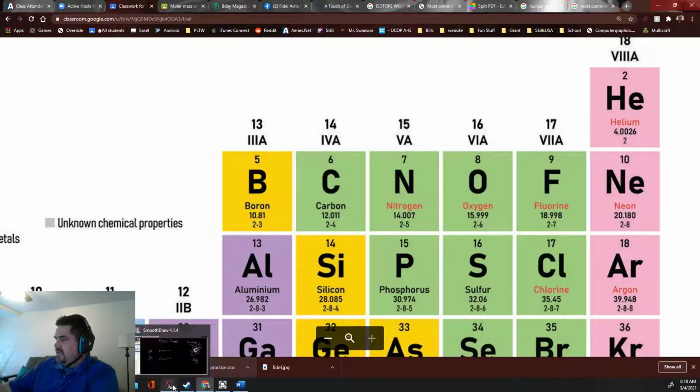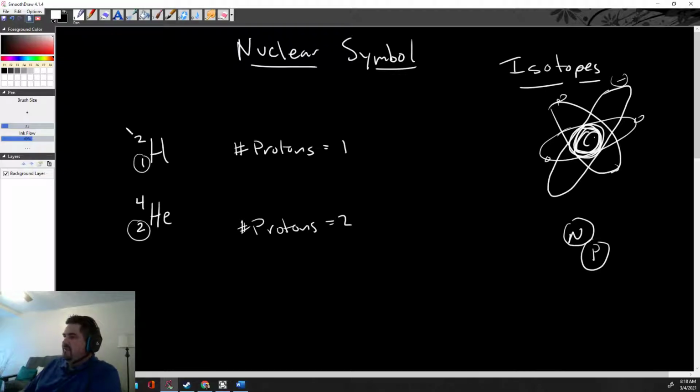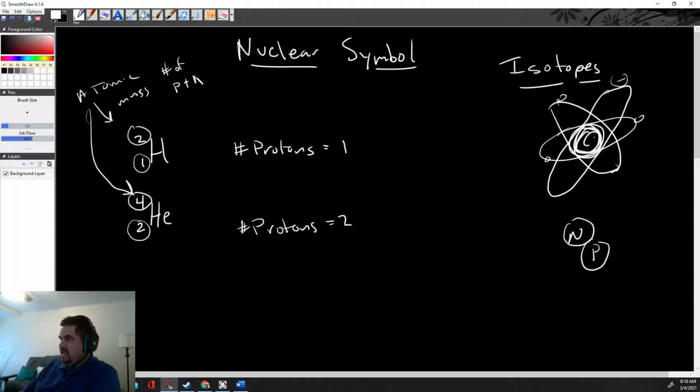Now, looking at that, what is this other number? This is the atomic mass. And what is atomic mass? That's the number of protons and neutrons. Well, how many protons does hydrogen have? It has to have 1, it's hydrogen. If its atomic mass is 2, then we know the number of neutrons is equal to 1, because 1 plus 1 is equal to 2.